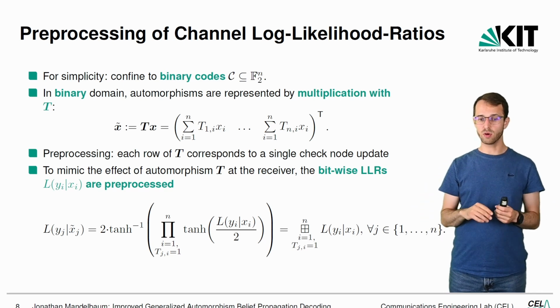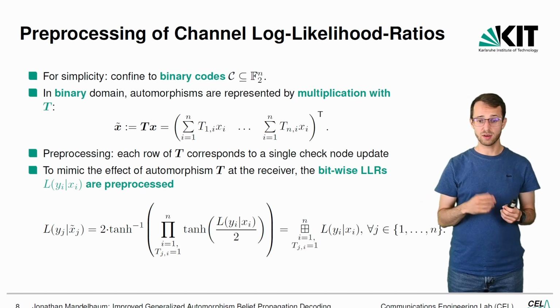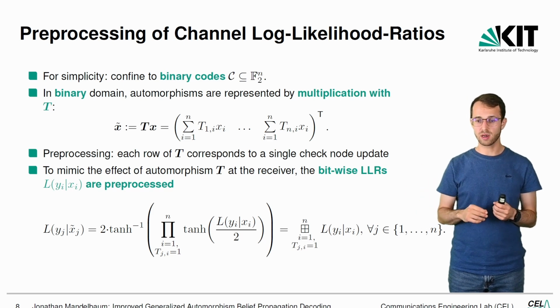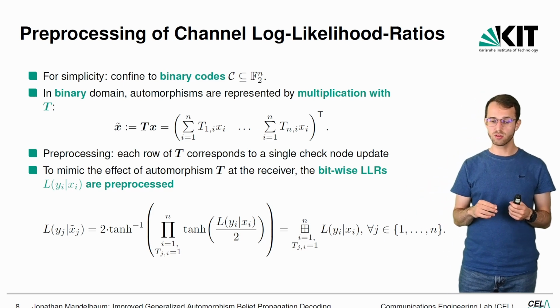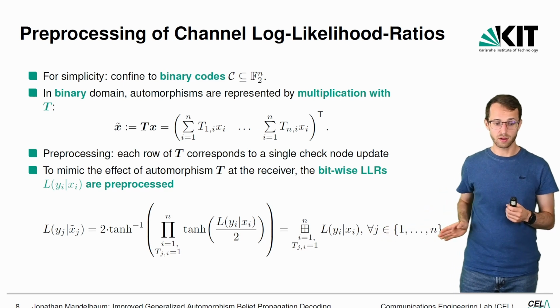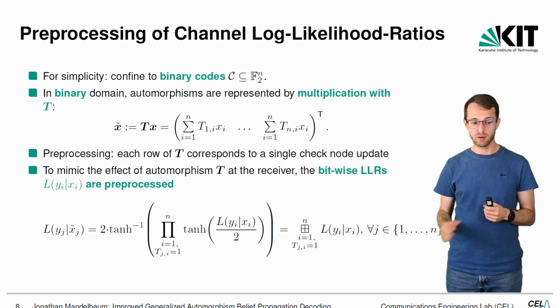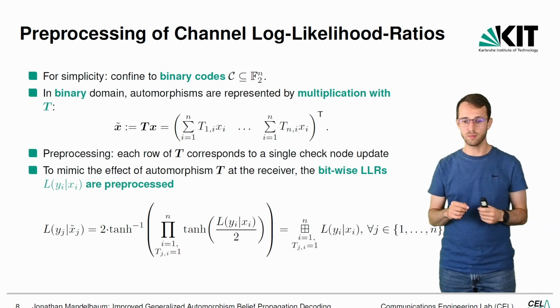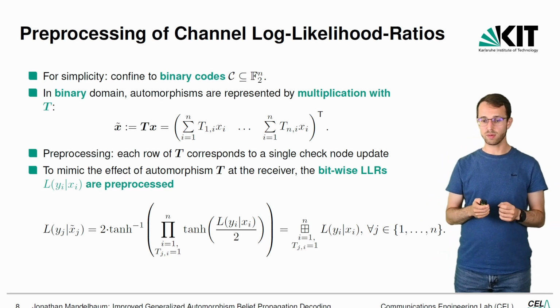and therefore, to mimic the effect of the automorphism T at the receiver side, we pre-process the bitwise log likelihood ratios using the following equation, where we here also use the known symbol that is used for the box plus.